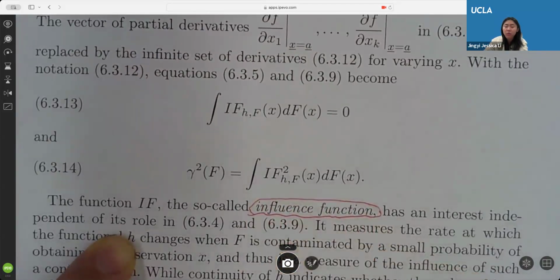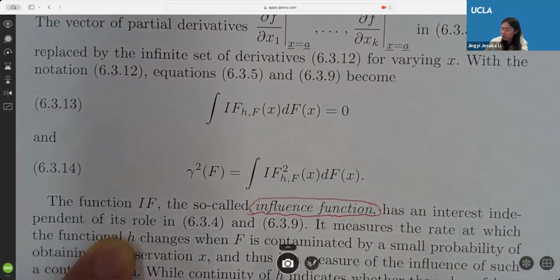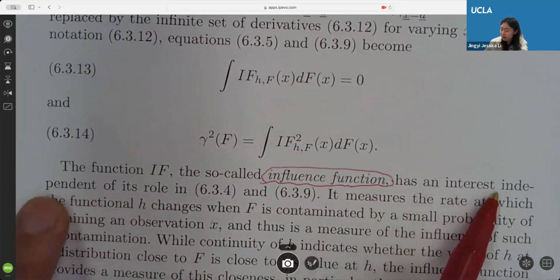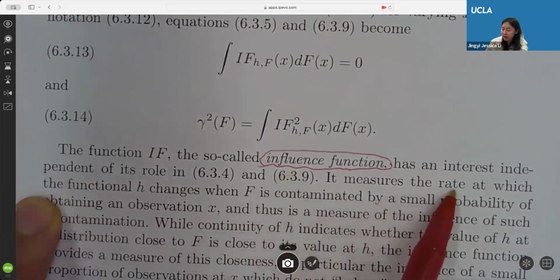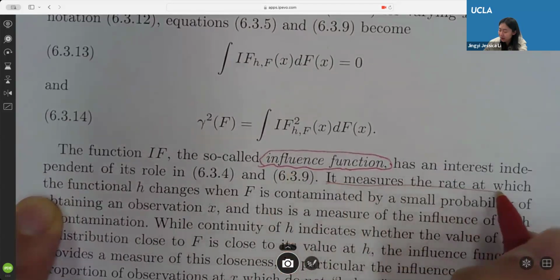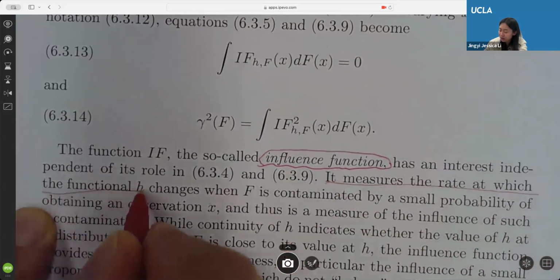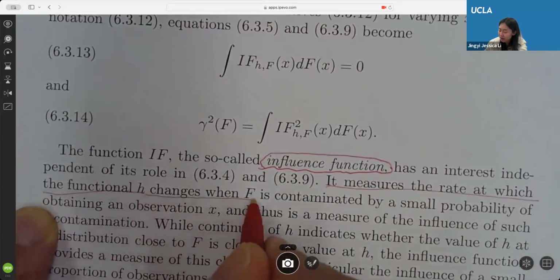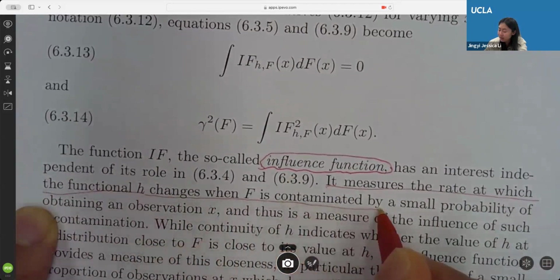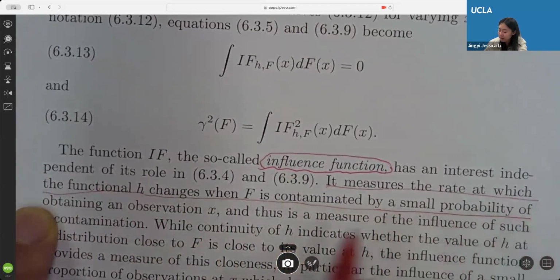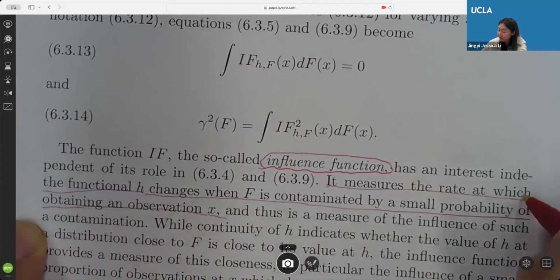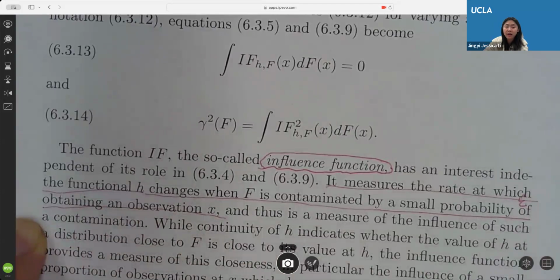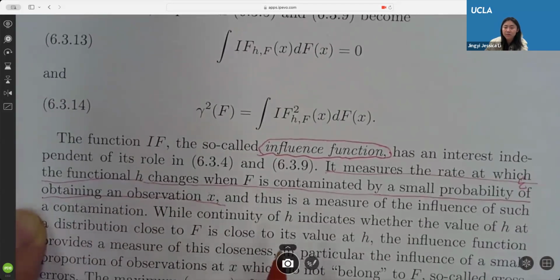Okay, so what does it mean? It means, okay, it has an interest independent of its role here. So it's something which is good to know. It measures the rate at which the functional H changes when F is contaminated by a small probability of obtaining an observation x. And the small probability is epsilon, okay? And thus it is the measure of the influence of such contamination.